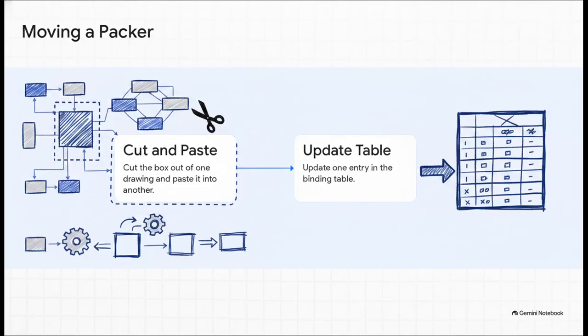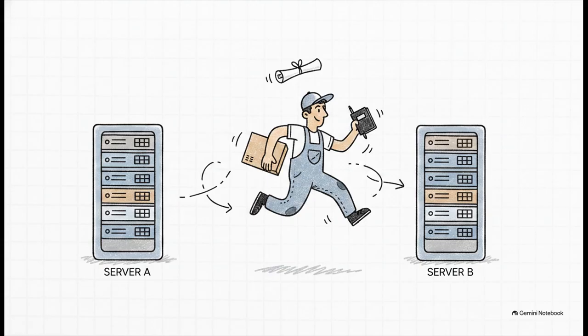Let's say the packer's machine is getting full and you want him somewhere else. The whole operation is just 2 steps. 1, you cut the box out of one drawing and paste it into another. And 2, you update one entry in the binding table. The message now travels farther, sure, but the script does not change. He's still the exact same packer, with the same verbs and the same journal. Why? Because identity was never the machine.